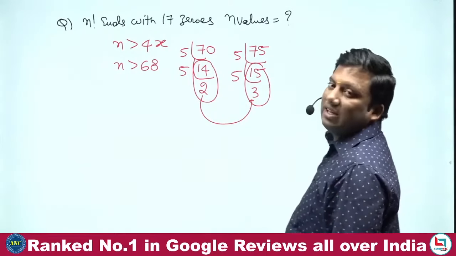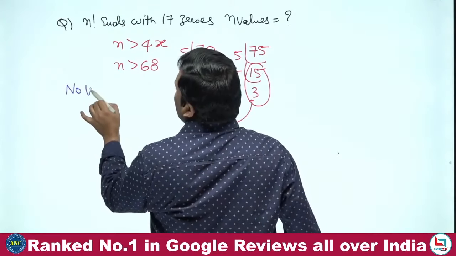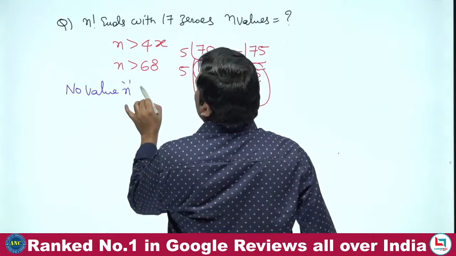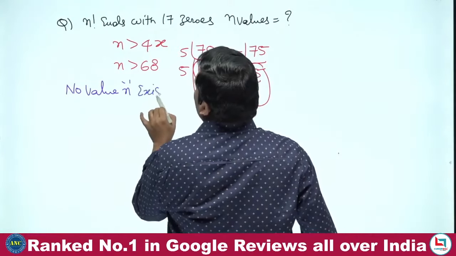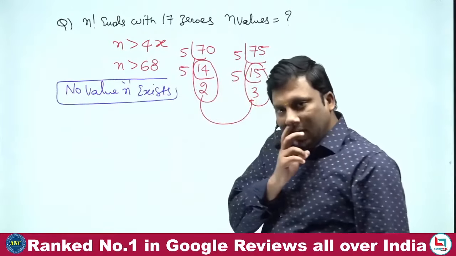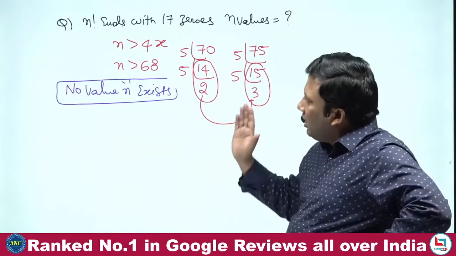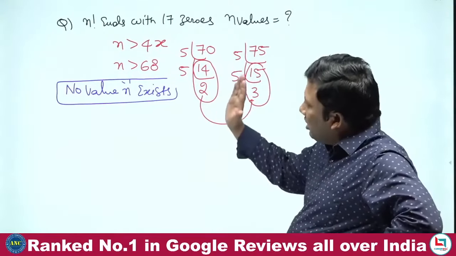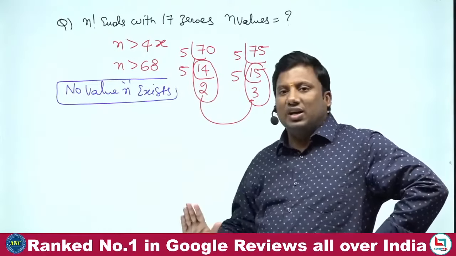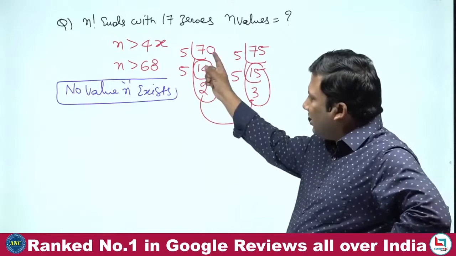Will I get 17 zeros? No. Answer is, no value of n exists such that n factorial ends with 17 zeros. Idea clear? N factorial ends with 17 zeros. N is greater than 4x. 4 into 17, 68. N is greater than 68. Take the multiple of 5 just greater than 68, 70.